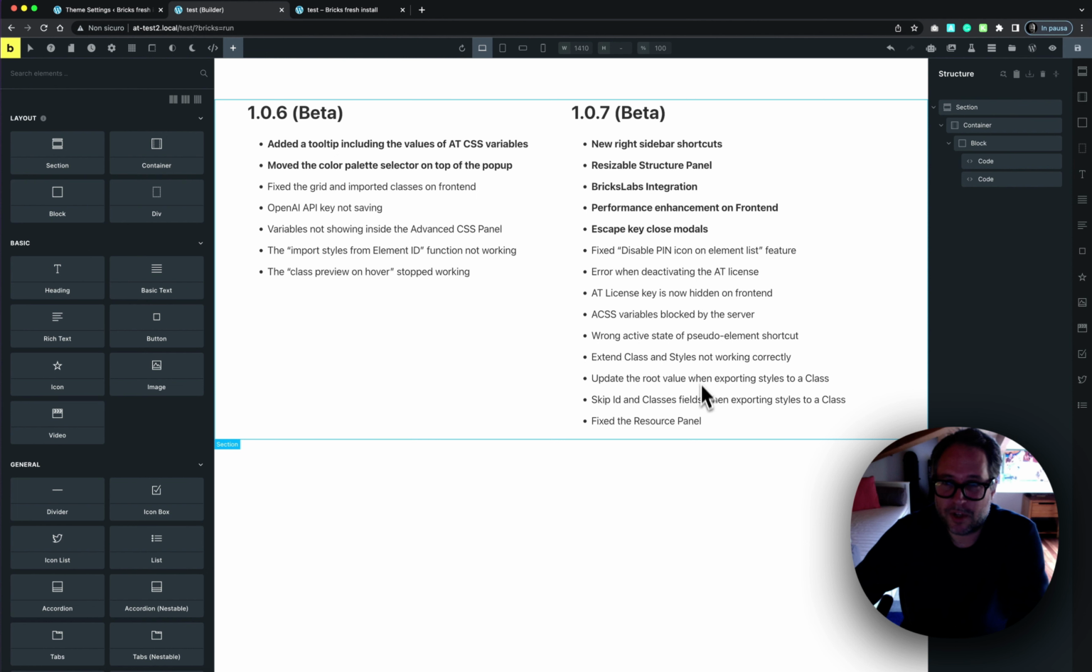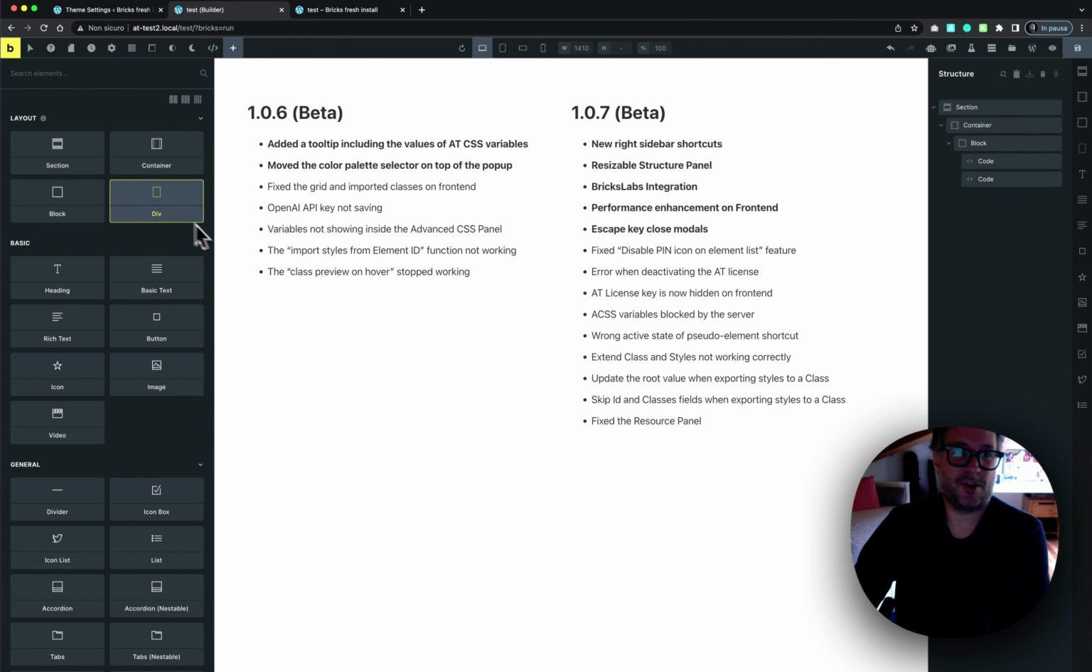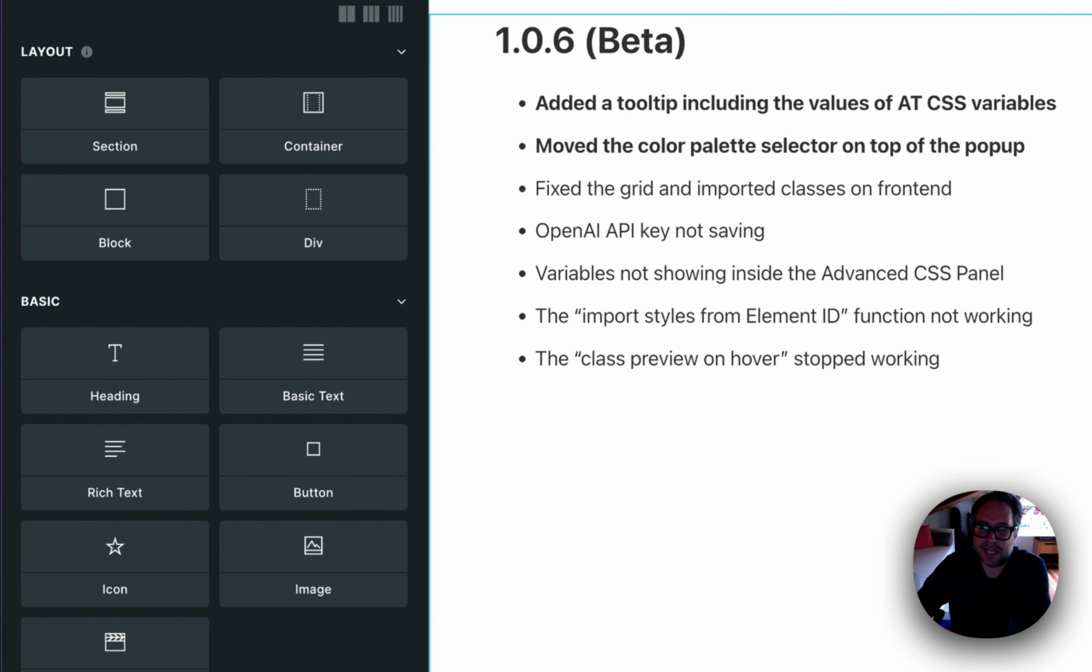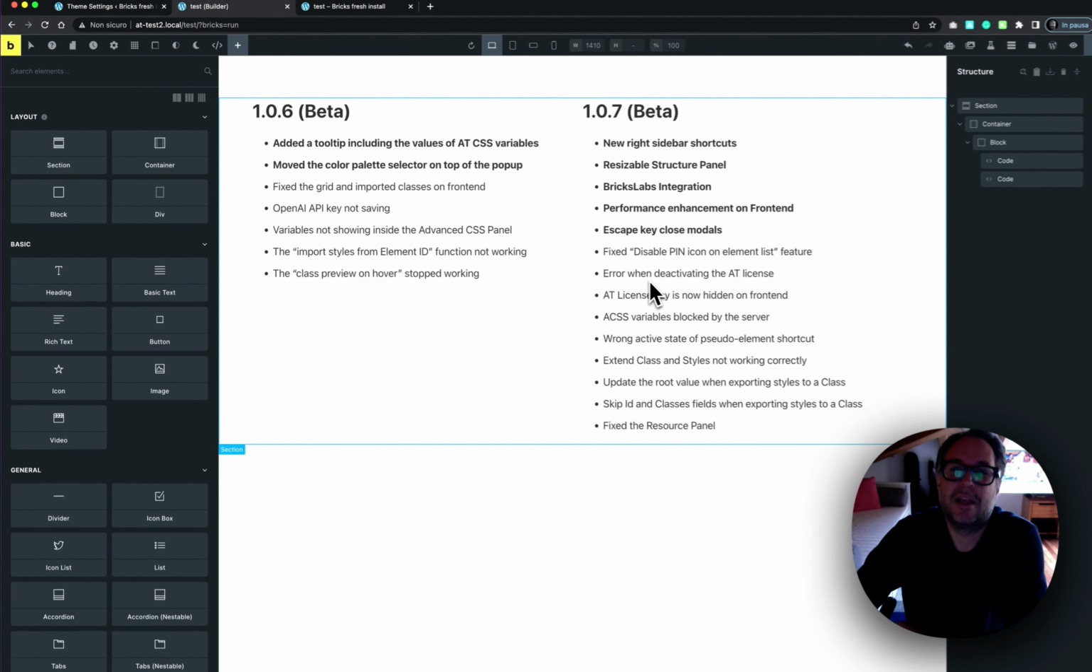A few words on the bug fixes. So the fix for the disable pin icon on element list feature. This feature is when you hover on the element list. When this feature is enabled, you can't see the pin icon. This was not working correctly in the last update, so this has been fixed.